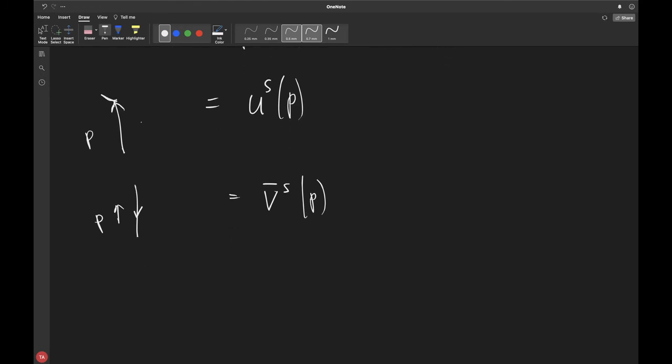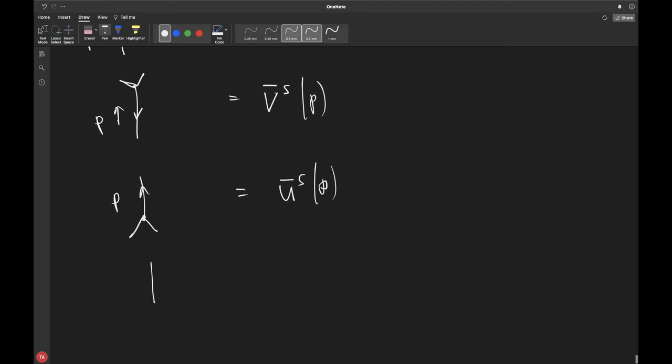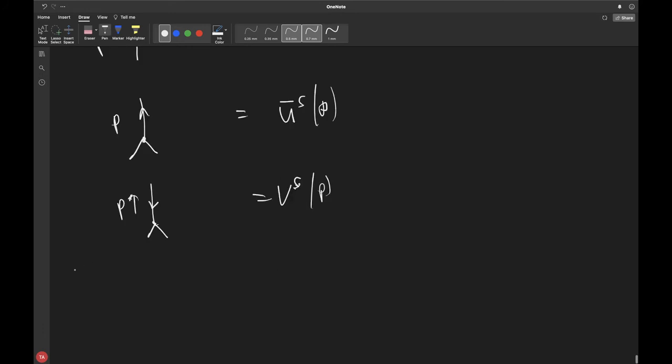Like this is ingoing, this is again ingoing. So when we have outgoing lines, like this, that is going to be an outgoing fermion. For that, there is a contribution of u bar s of p, and we can have an outgoing antifermion. I need to swap the arrow to show that the momentum is showing up; that is going to be v_s.